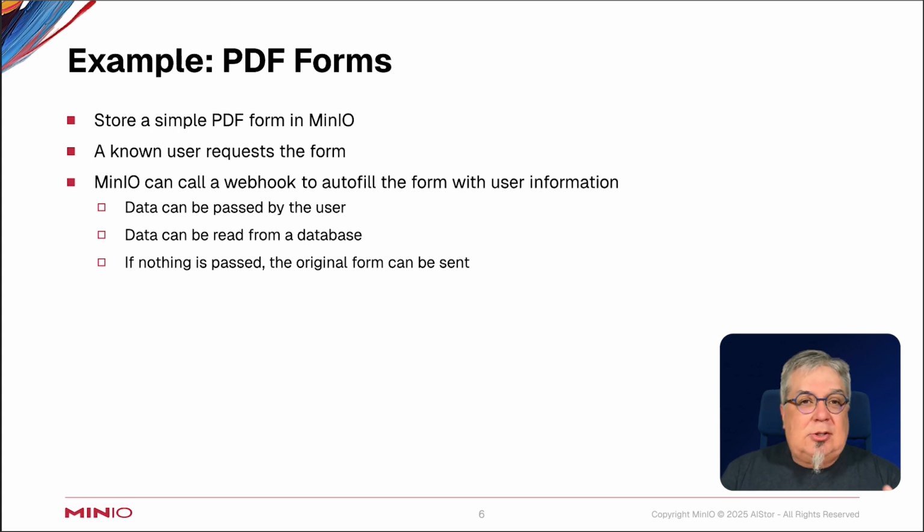So this gives us all of the flexibility that we might want when serving up a PDF form. Some other examples, maybe you're serving up video and you want to re-encode to a lower bit rate or something like that. You don't need to store all the different bit rates on MinIO. You just store the highest bit rate and then you re-encode down before you send the object out. Lots of different ways that you can play with this.